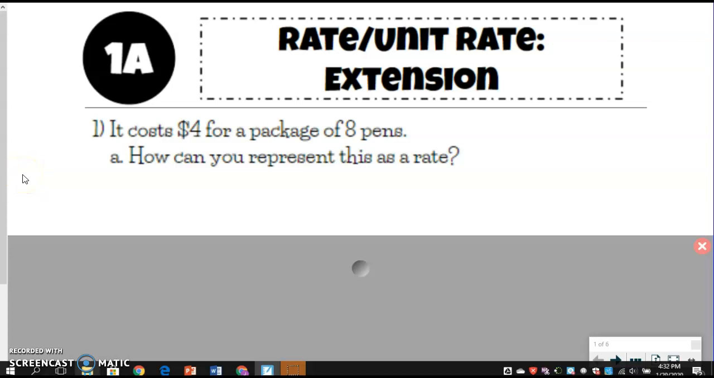Okay, we're jumping into a 7th grade standard here. We're going to talk about rates and unit rates again, but taking it one step further. So we're going to build some basic knowledge here to move forward with the next steps.